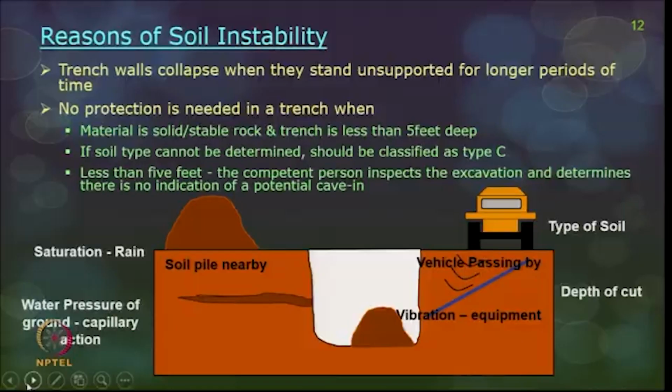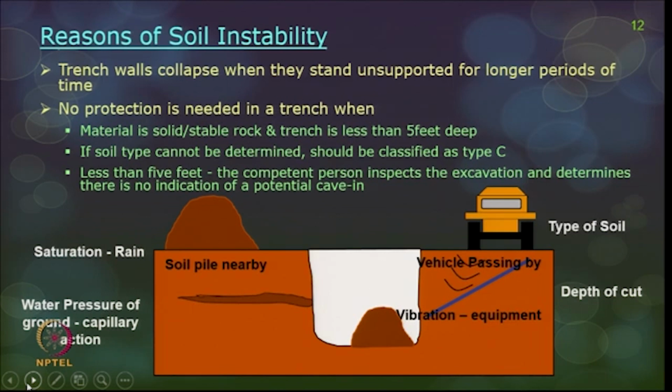But everywhere you should know what can happen if something goes wrong. Inside, anything can go wrong, especially with soil, anything is possible. If the soil type is not determined or it is difficult to identify what type of soil it is, then it is better to classify it as type C soil. We will discuss type A, B, C soil after a few slides.